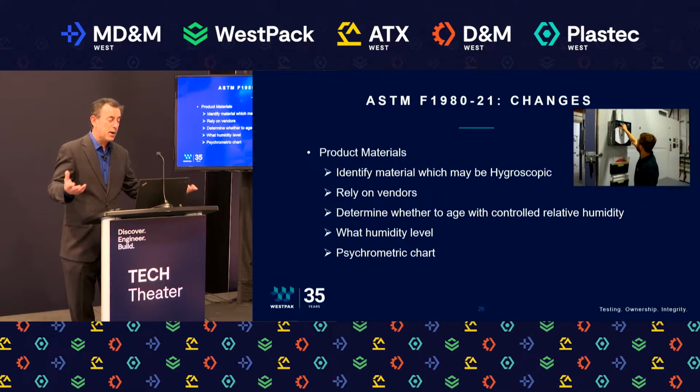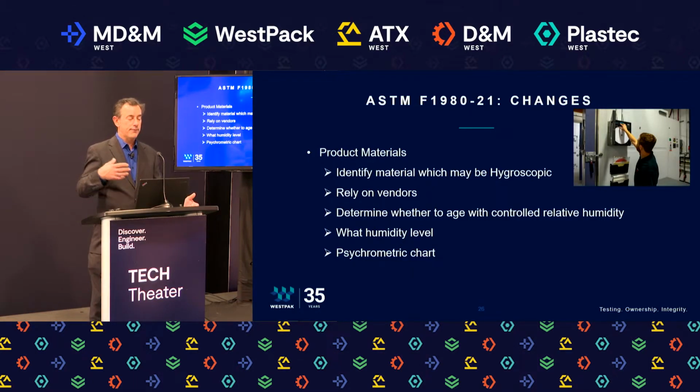Now let's talk about the product. So we have materials in our product, and how this came about is there really isn't an accelerated aging standard for products. So they've incorporated it into this standard, F1980. Now the product can be a whole different ballgame. It can have different types of materials that may be hygroscopic, again, want to accept moisture or release moisture.